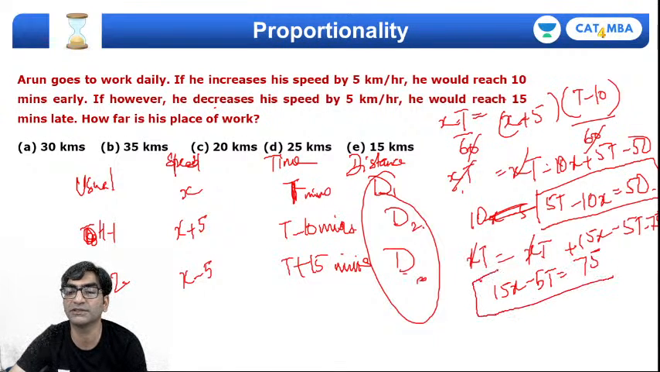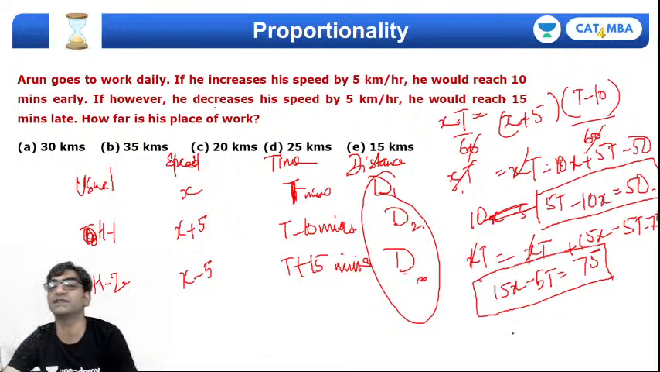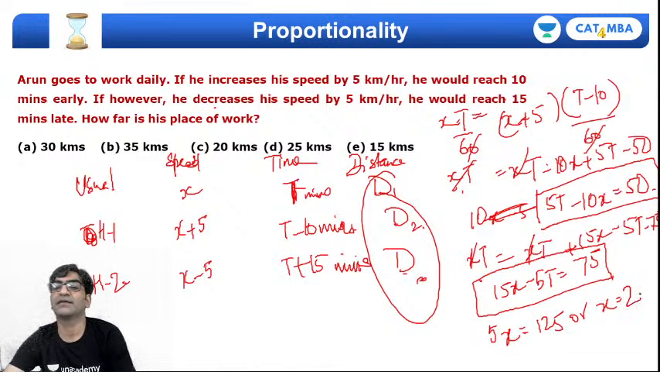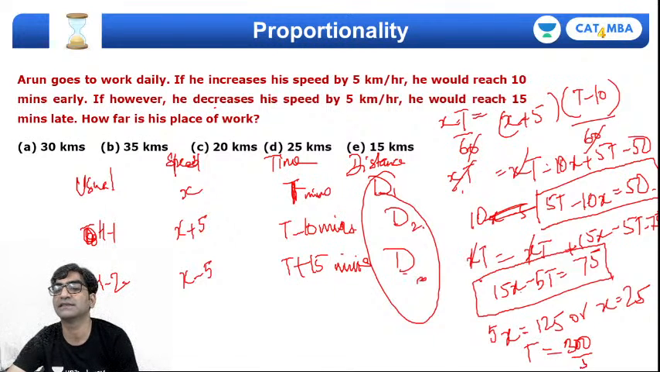The two equations that you're getting, if you add, you'll get 15x minus 10x, that's 5x, will be equal to 125, which means x is 25 kilometers per hour. I'm substituting that. 25 into 10 is 250. 250 plus 50 will become 300. I'll get t as 300 upon 5. That's 60 minutes, which means 1 hour.